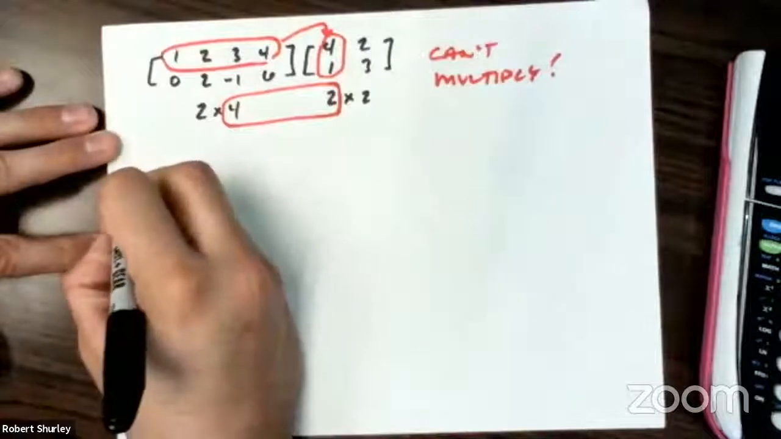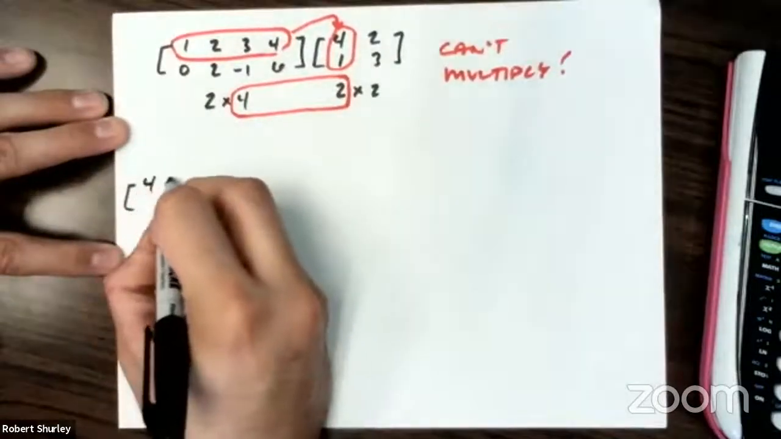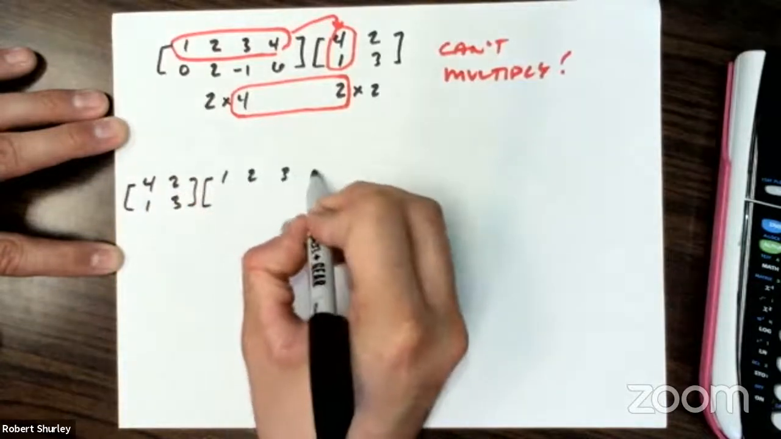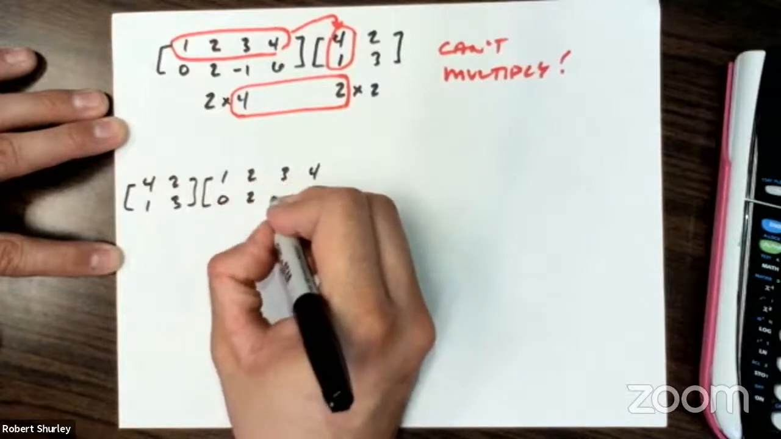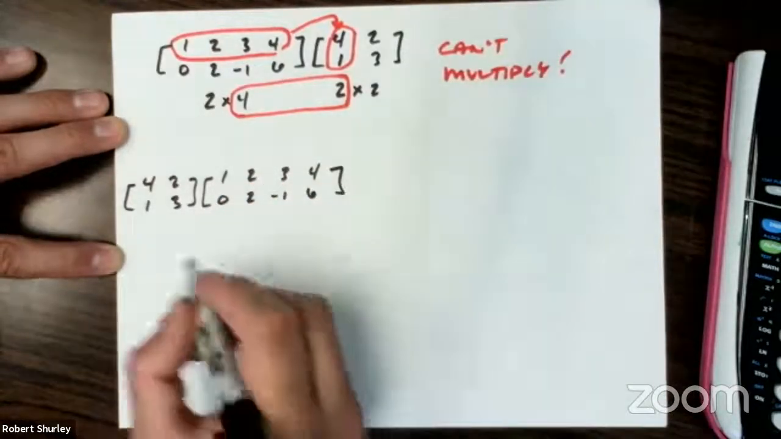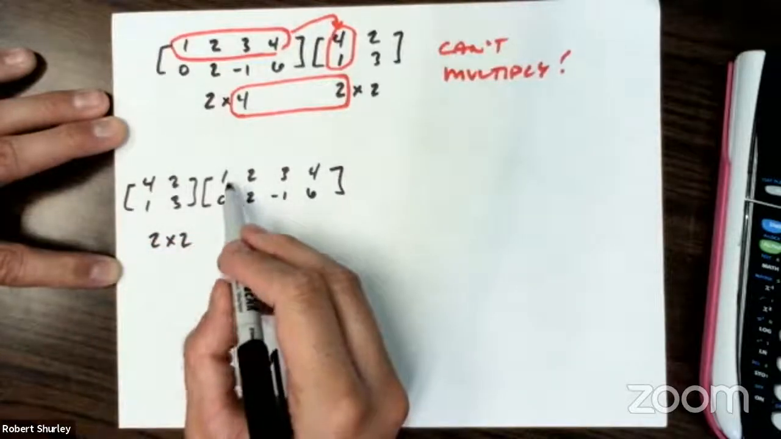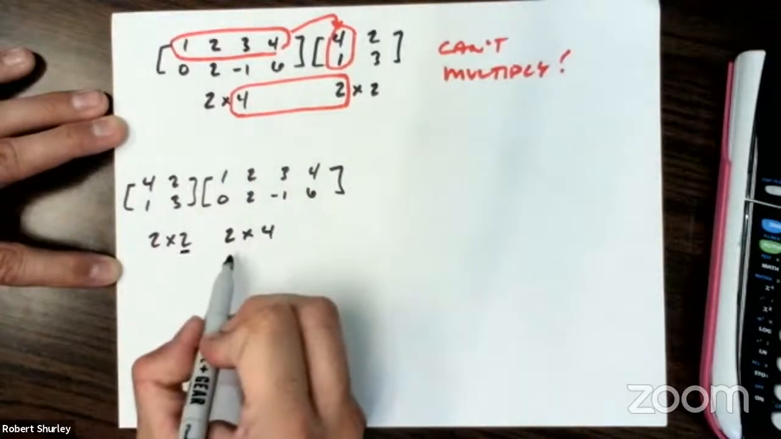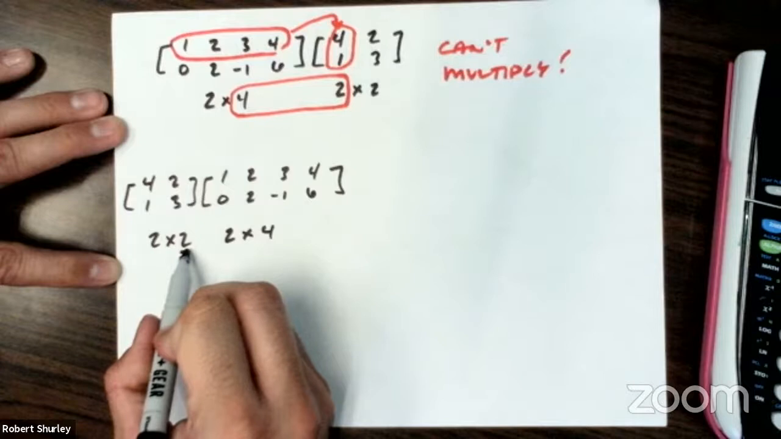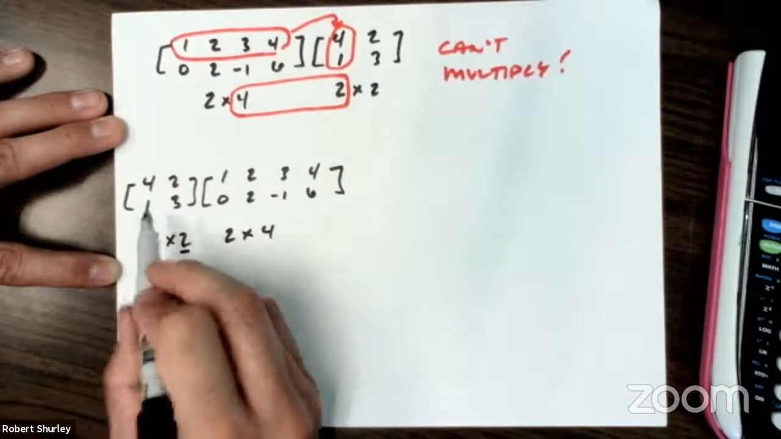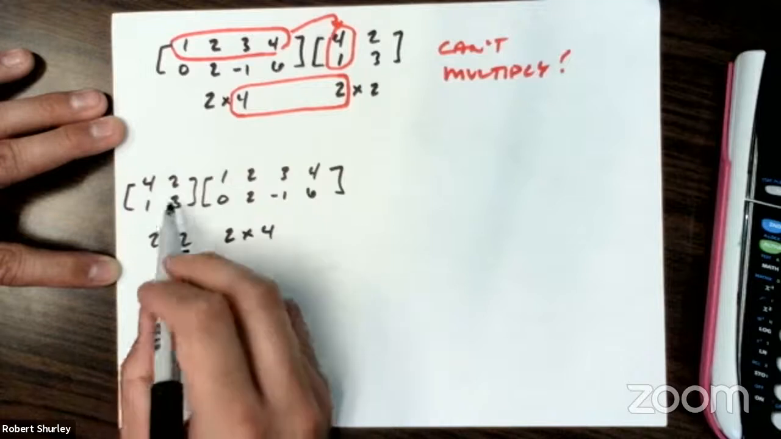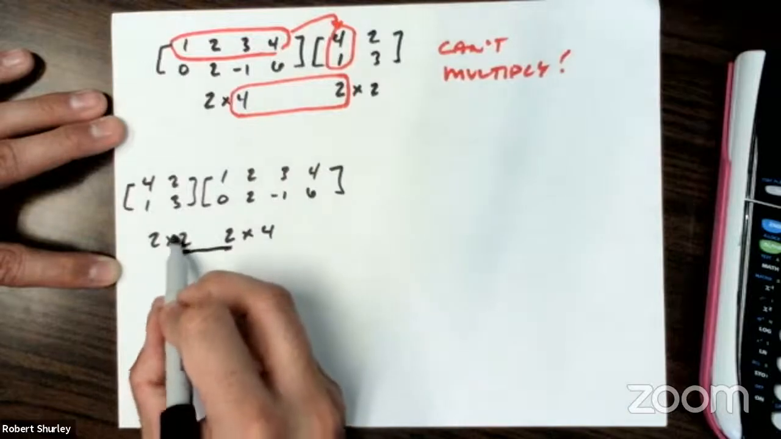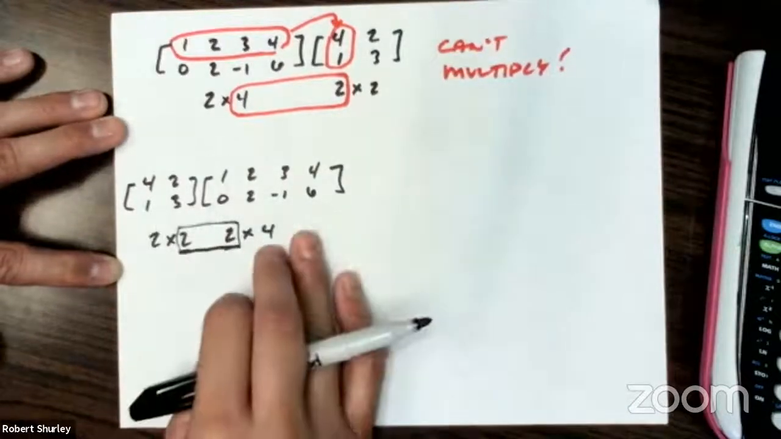So I'm going to say, try to use a lot of paper. 4, 2, 1, 3. 1, 2, 3, 4, 0, -1 and 6. Now look, this is 2 by 2. This is a 2 by 4. Okay. Notice the number of columns in this matrix equals the number of rows in this matrix. So these 2 are the same. So that means we'll be able to multiply them together.